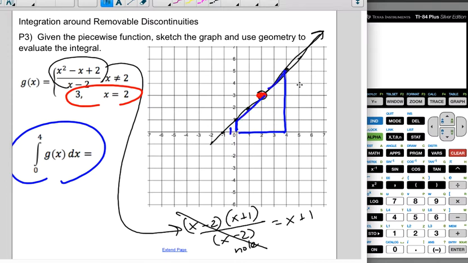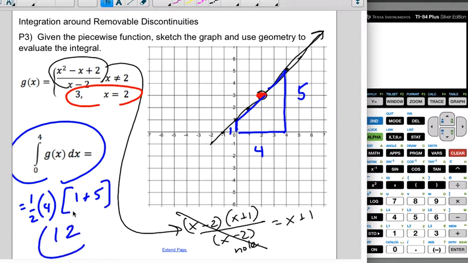So one base is 1, the other one is 5, and the height seems to be 4. So this is going to be 1/2 the height times the sum of the bases, right? Which is 1/2 of 24, or 12, and that's it. And again, on the last example, I meant very much to have you integrate around the removable discontinuity, but sometimes these things happen. All right, moving on.